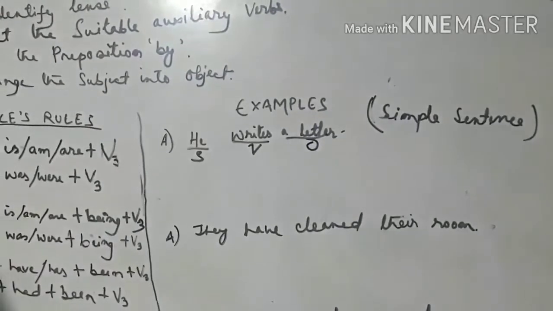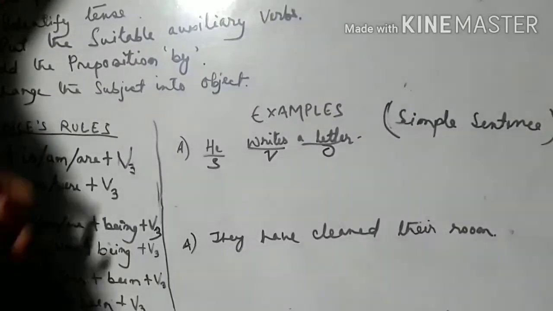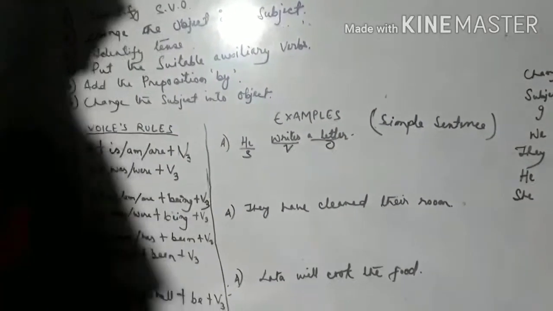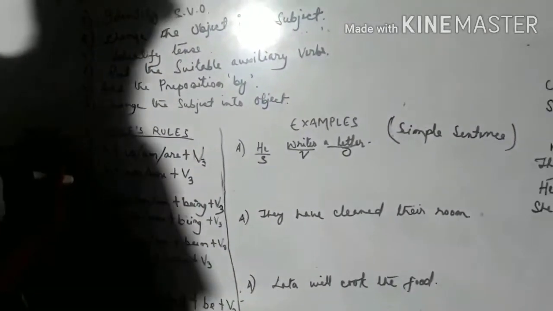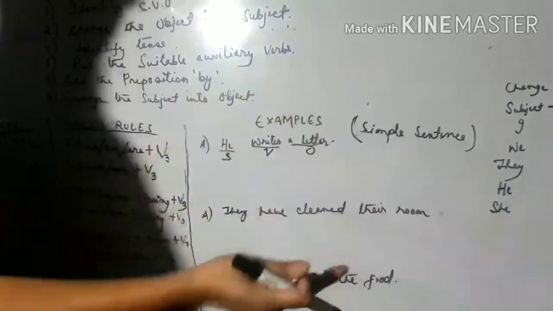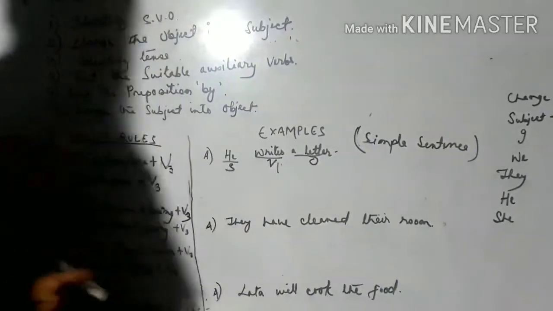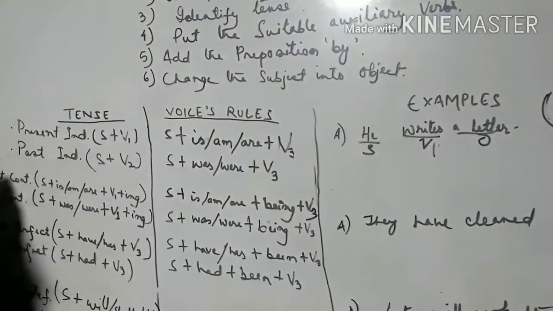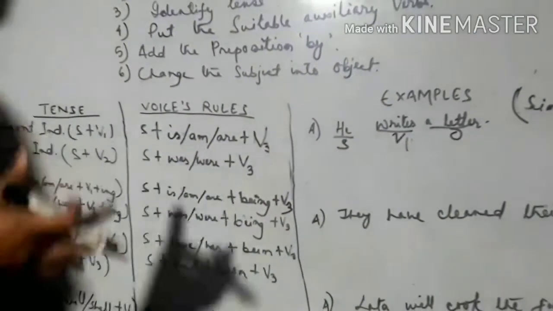Then we need to identify which tense this sentence belongs to. According to the verb sequence and sentence structure, subject plus write. Write, wrote, written. This belongs to the first verb. So subject plus B1. Subject plus B1 is present indefinite tense. So this sentence is present indefinite tense.